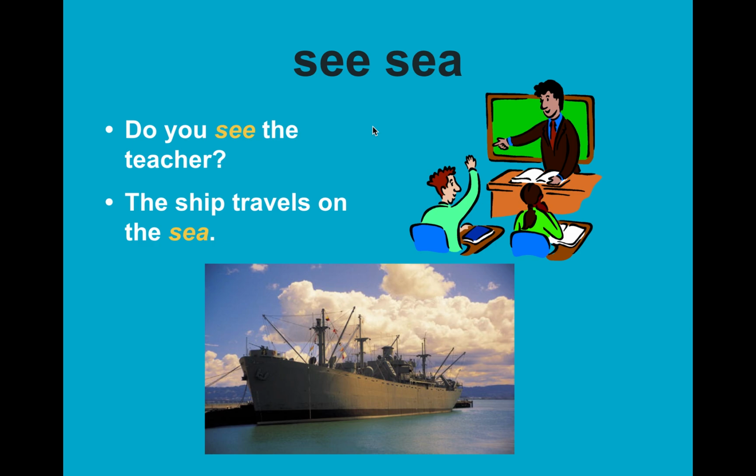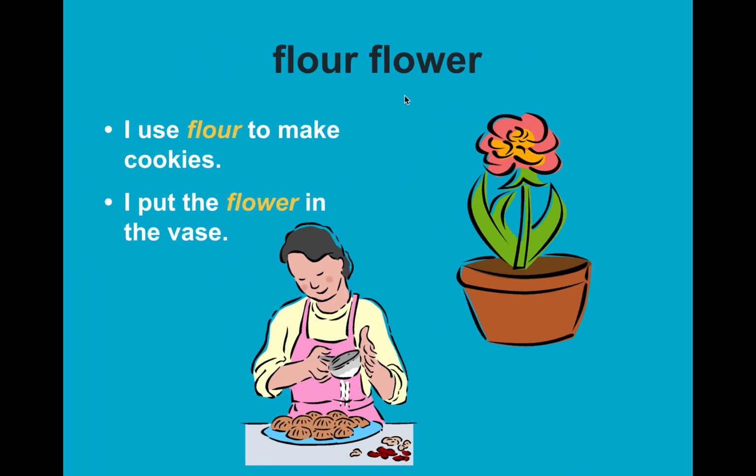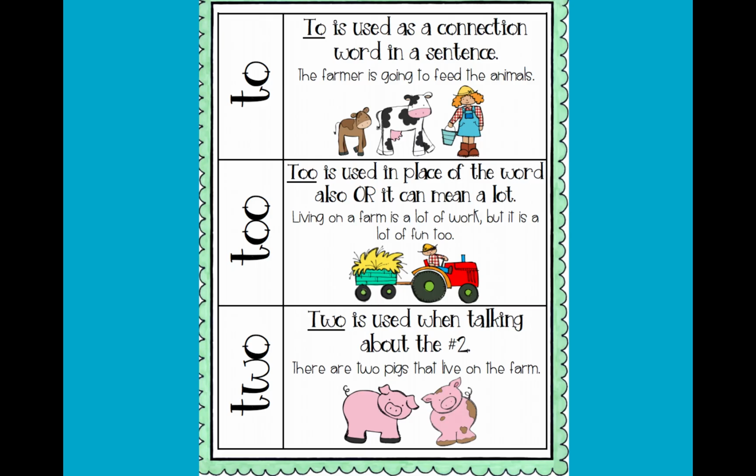See and sea. Do you see the teacher? Meaning viewing, looking. The ship travels on the sea, meaning a body of water. Notice how they sound the same, but they're spelled differently, and they have different meanings. Flour and flower. I use flour to make cookies, an ingredient in the kitchen. Then I put the flower in the vase, referring to a plant.